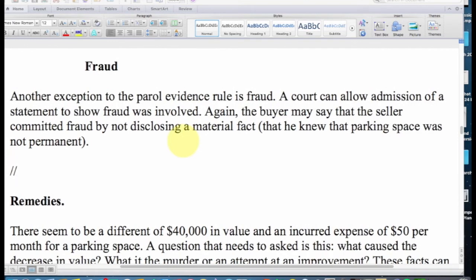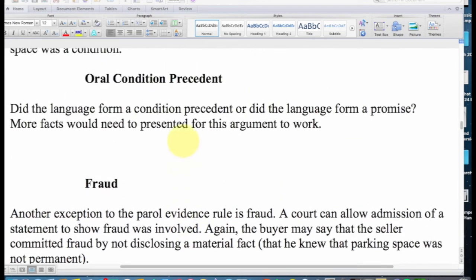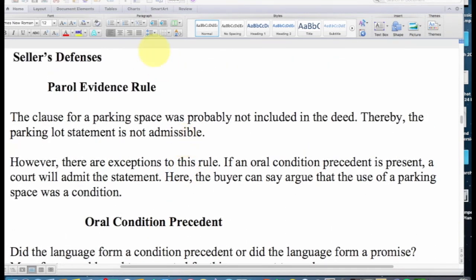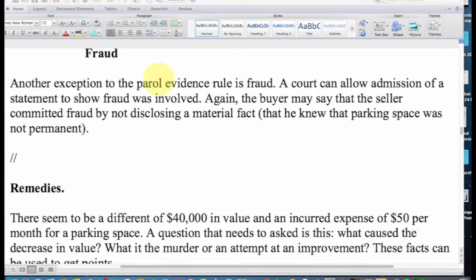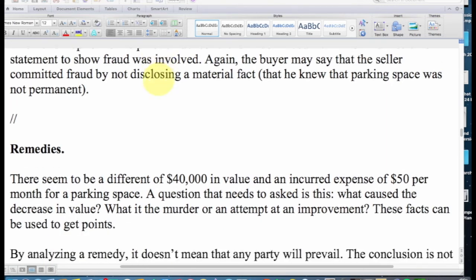Now, was there fraud? Because of course, this also falls under the parole evidence rule as an exception. Another exception, of course, is that we're stating here it could be fraud, and the court can allow that statement, and the buyer can say, "Hey, look, the seller knew that the parking space was not permanent, and he knew that I relied on that statement." So you could definitely make arguments either way.